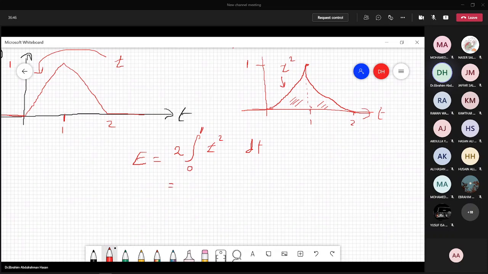And this is now calculus. It is 2 times t cubed divided by 3 from 0 to 1. At 1 it is equal to 1, at 0 equal to 0, so it is 2 over 3. What is the unit of energy? Joule. So 2 over 3 joules.